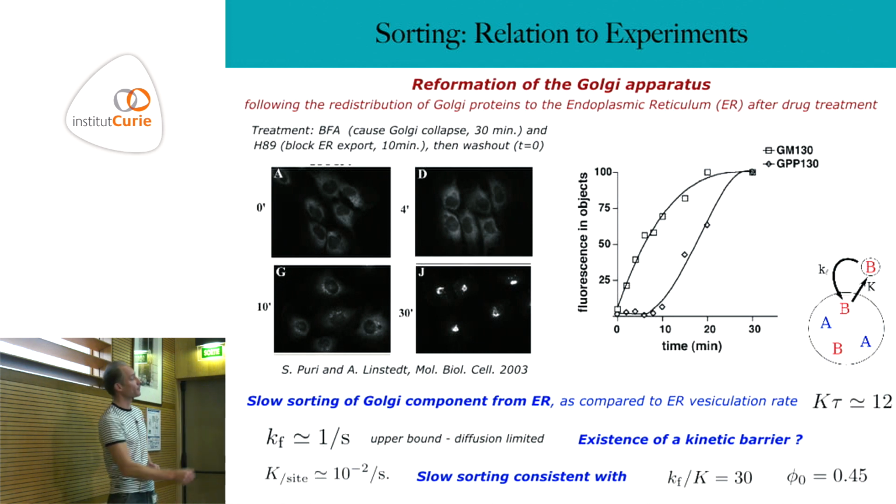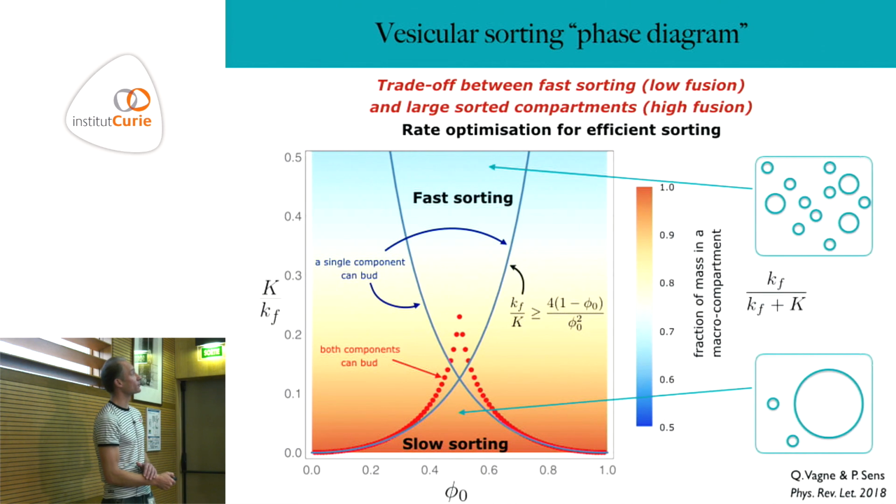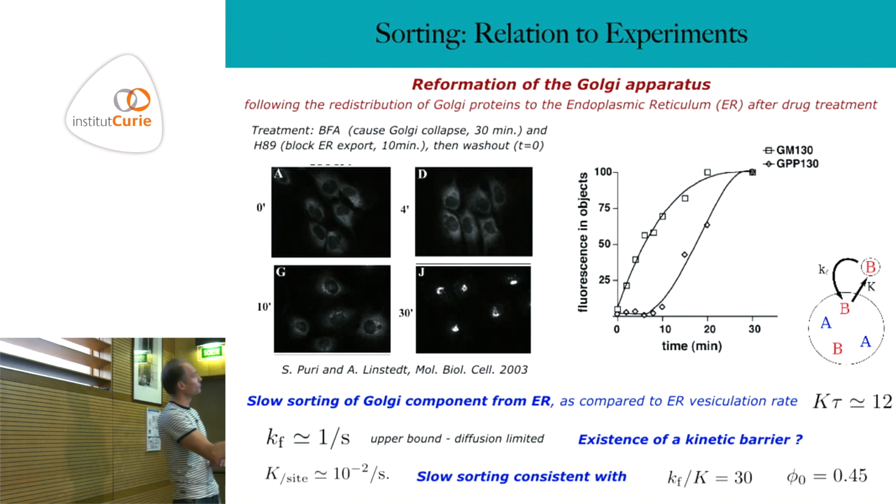But actually, the observation is that the time you need to wait, which is about 20 minutes here, is at least an order of magnitude larger than this budding rate, which fits this model if you assume that you're in the slow sorting regime. So basically what we tend to conclude from these experiments is that the Golgi apparatus trying to reform itself after a collapse into the ER is in the slow sorting regime.